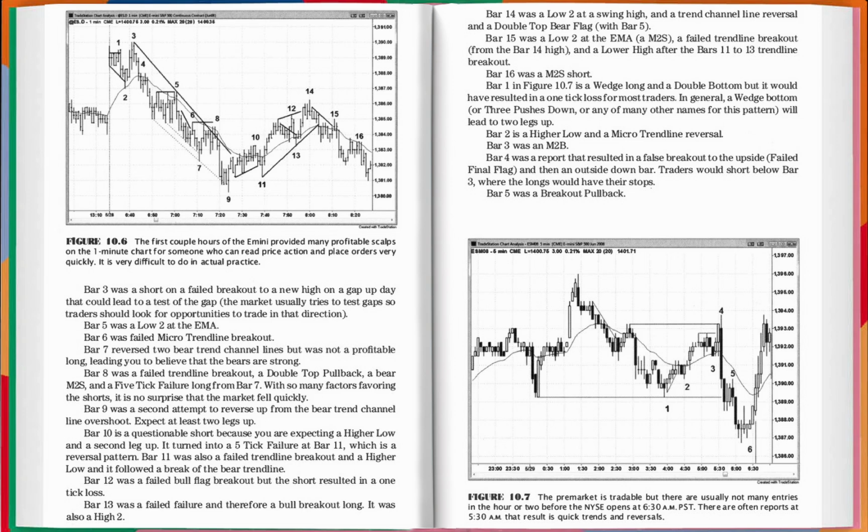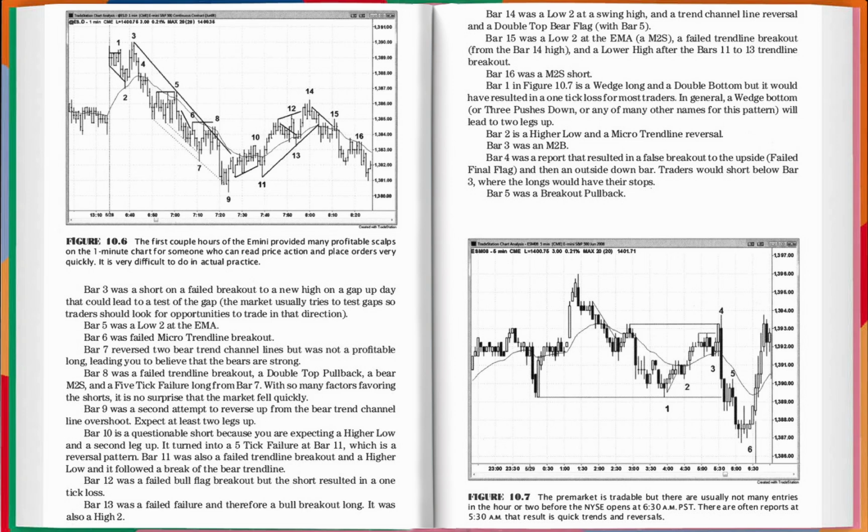Bar 7 reversed 2 bear trend channel lines, but was not a profitable long, leading you to believe that the bears are strong. Bar 8 was a failed trendline breakout, a double top pullback, a bear M2S, and a 5-tick failure long from bar 7. With so many factors favoring the shorts, it is no surprise that the market fell quickly.